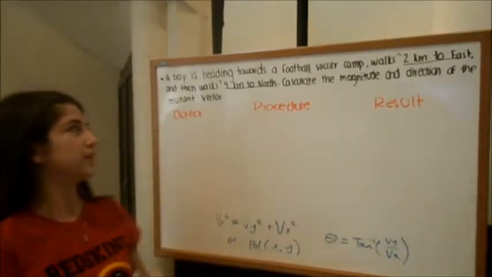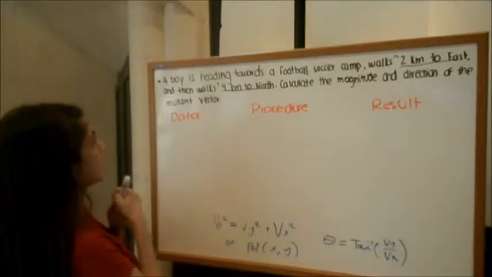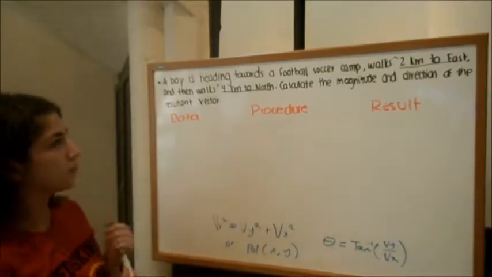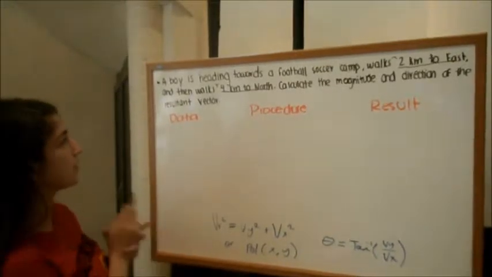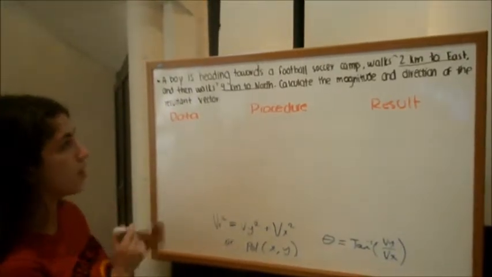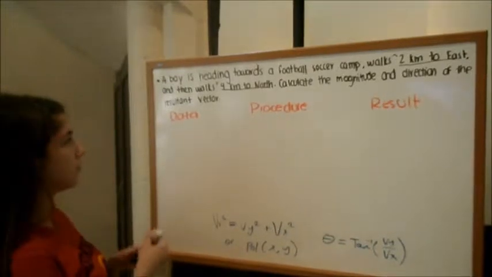Well, today I'm going to show you how to calculate the resultant vector of vectors that form an angle of 90 degrees. So first the problem says, a boy is heading towards a soccer camp and he walks 2 kilometers to east and then walks 4 kilometers to north. Calculate the magnitude and direction of the resultant vector.